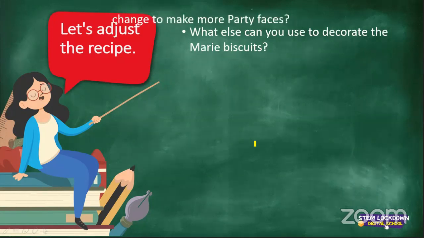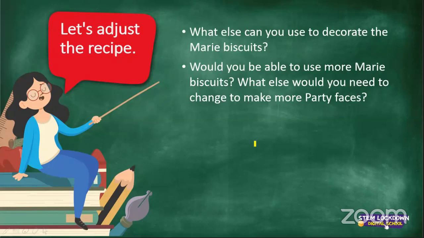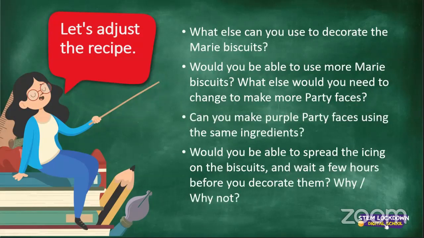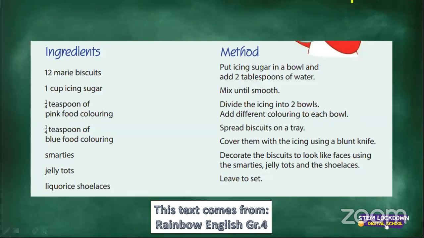Let's look at the next question. Would you be able to use more Mori biscuits? What else would you need to change to make more party faces? So this one, we are using 12 Mori biscuits, but if you have a really hungry family, then maybe 12 will not be enough. So we'll have to adjust. So let's just look at the ingredients. Let's say we want to make 24 Mori biscuits. How much icing sugar will we need then?